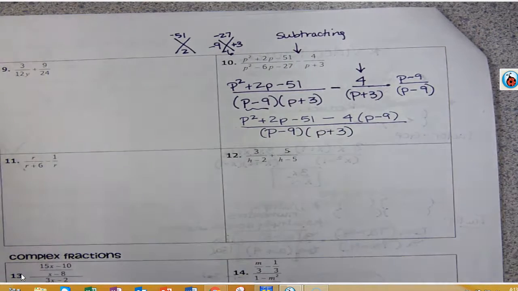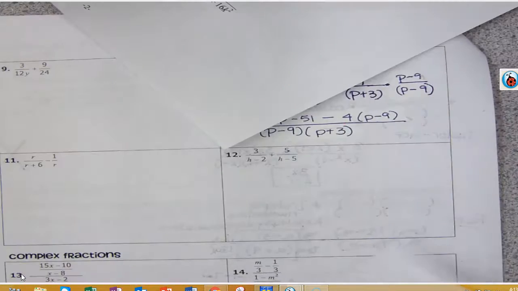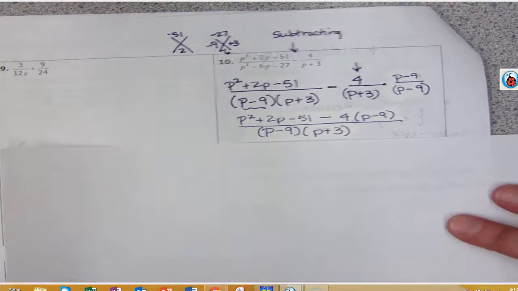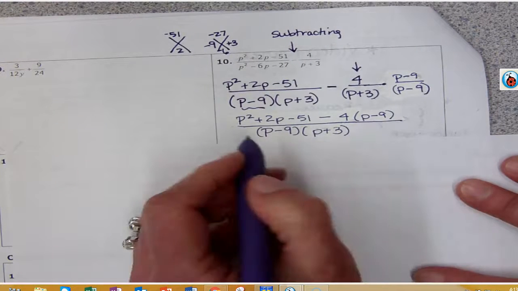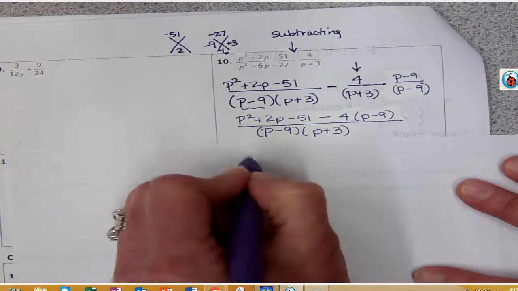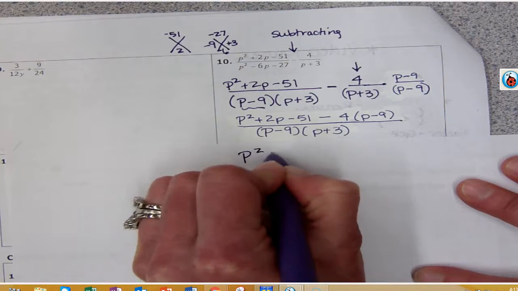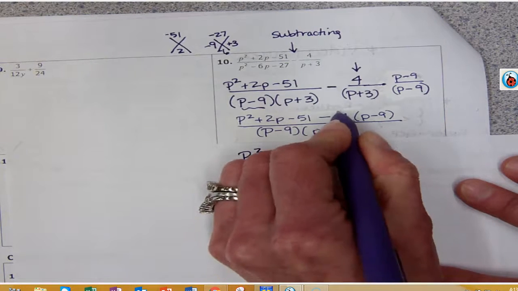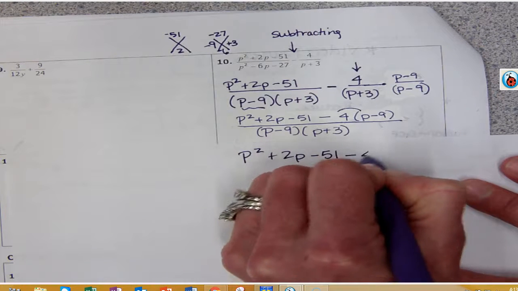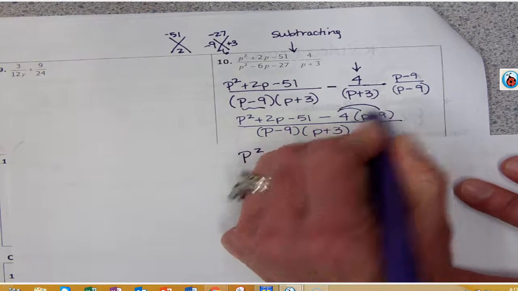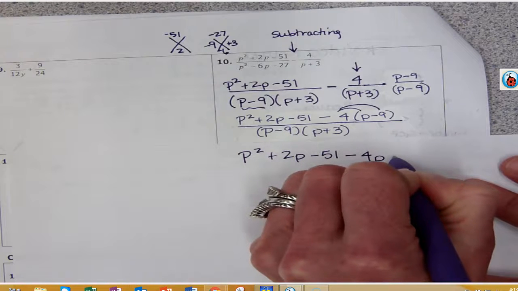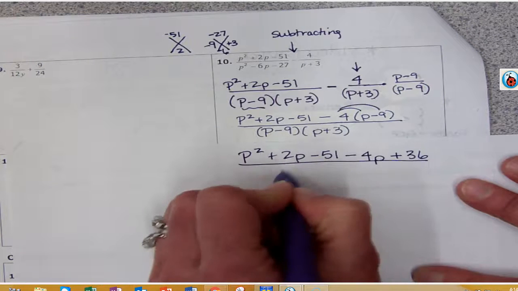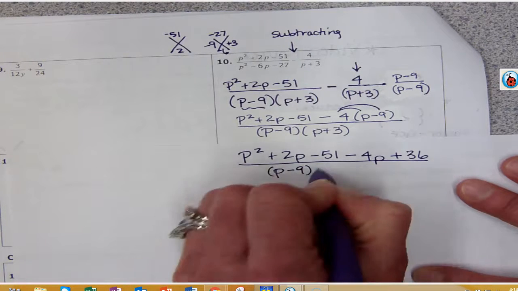Okay, at that point, now we need to multiply all of this out and see if I can combine like terms. So I'm going to have p squared plus 2p minus 51. Then when I multiply negative 4p, and then negative 4 times negative 9 is positive 36, all over my common denominator.